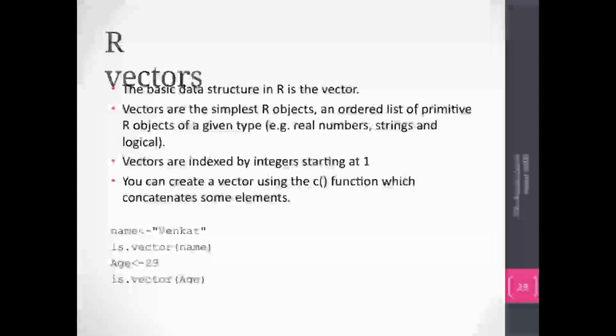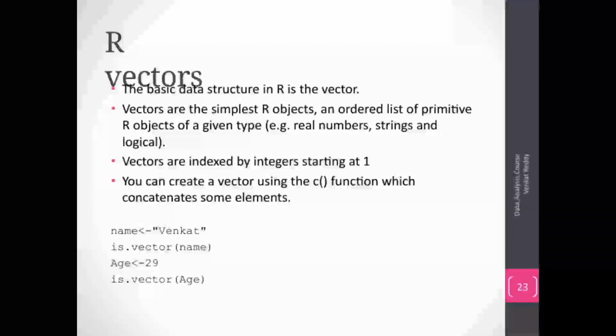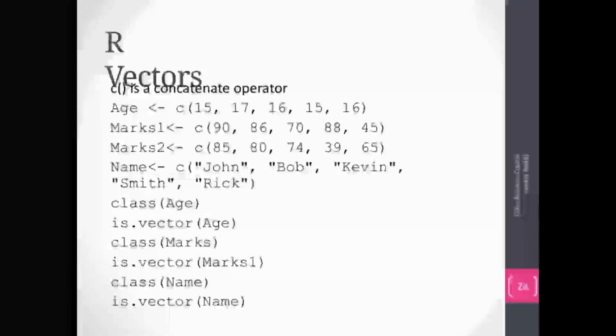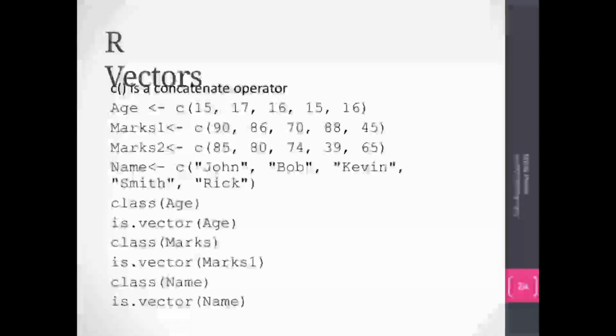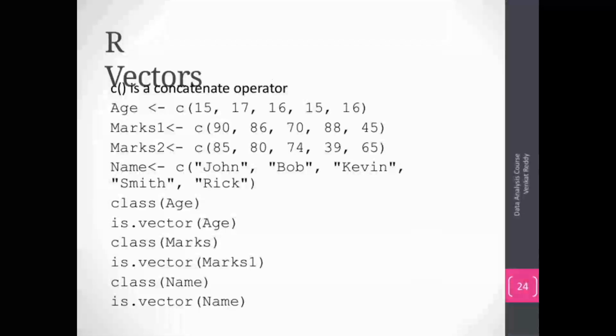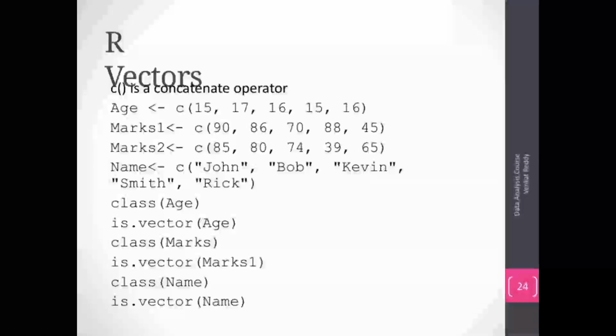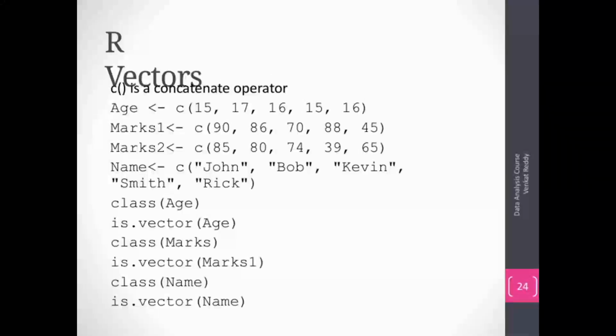Now let's look at some examples of R vectors. You can see here that we have variables like Smith and Rick representing names, and then we assign their ages and marks using the c function. The c stands for concatenate, which means we're combining multiple values into a single vector. For instance, age is a vector holding the ages 15, 17, 16, 15, and 16. Similarly, marks1 and marks2 are vectors containing different scores.